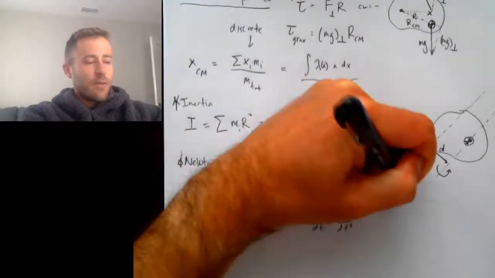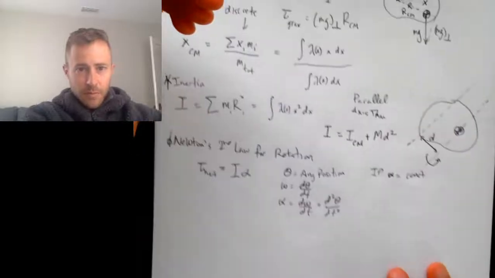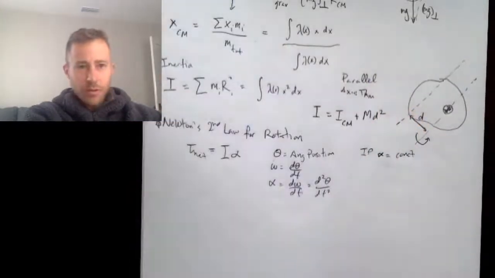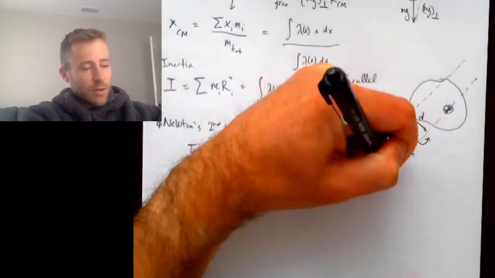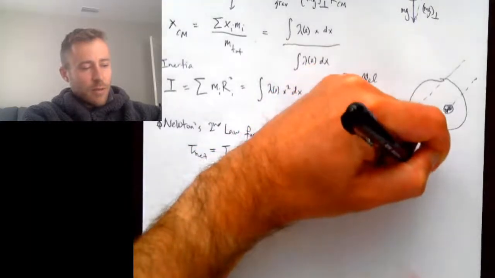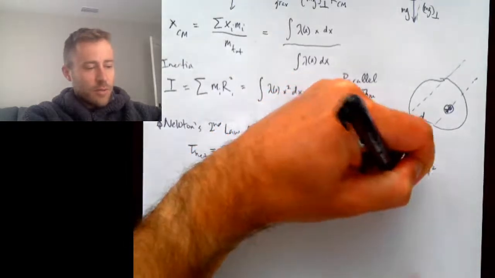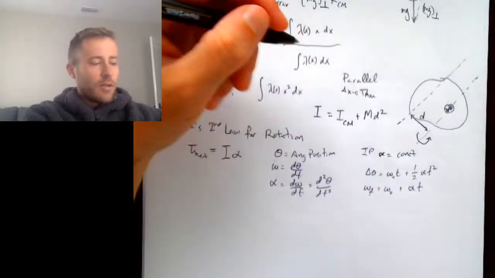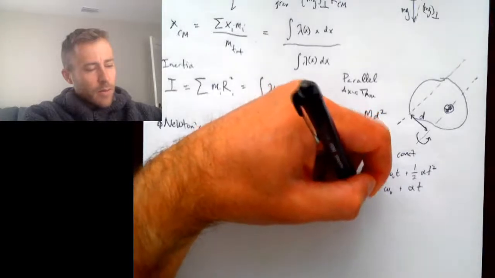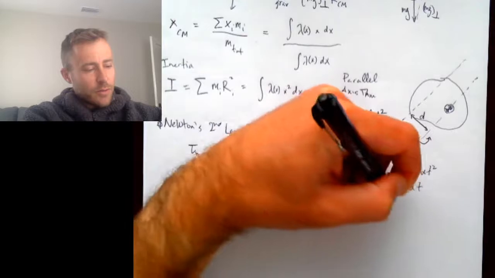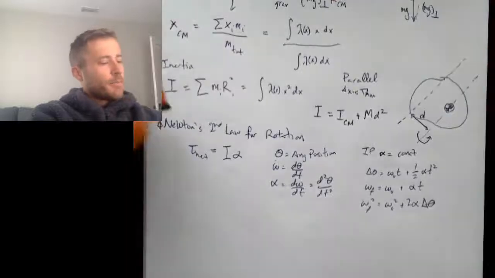So if alpha is constant, then we get equations of angular kinematics, which are identical to the equations of linear kinematics. So there was delta theta equals omega naught t plus 1/2 alpha t squared. There was omega final equals omega initial plus alpha t. And there was omega final squared equals omega initial squared plus 2 alpha delta theta.